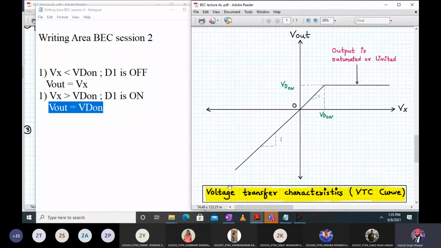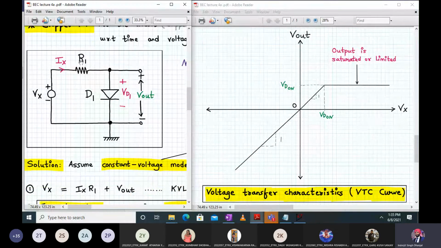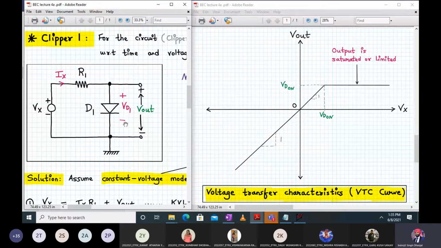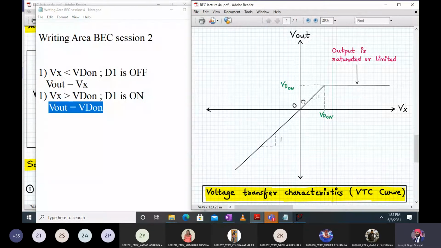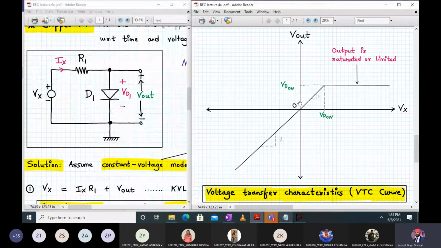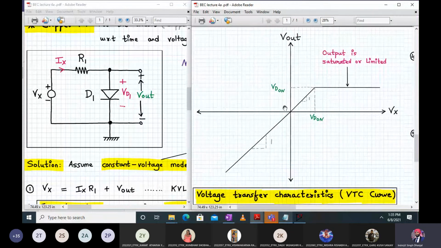So this is how I draw voltage transfer characteristics, that is called the VTC curve. I'll request you all to draw the circuit, write down the conditions on your own, when the diode is on and off. These are the conditions, and try to draw this VTC curve. I'll give you a minute. Till then I'll continue with my explanation over here.